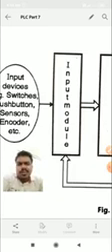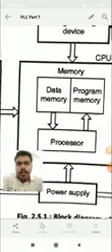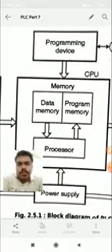It is of different kinds according to the supply: AC, DC input modules are there. We will discuss this input module further. Then after that the main part is the CPU, the processor, in which the main process takes place, the execution of the program takes place.